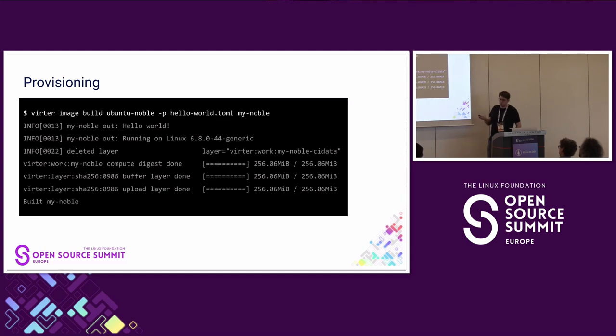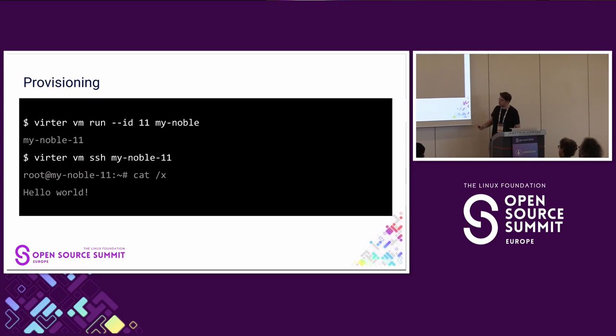And the other, which we also do a lot for tests, is to build a new image. So you can also see it starts the Ubuntu Noble image, applies the provisioning, and saves it as a new image. And that's, again, just one command line command away. And if we start that image and check out the file, it will be there.